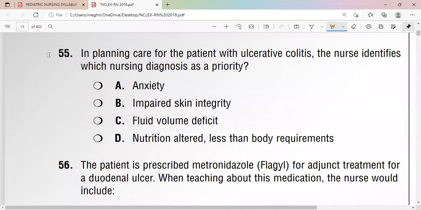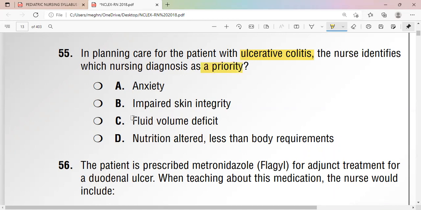And question, in planning care for patients with ulcerative colitis, the nurse identifies which nursing diagnosis is a priority. Number A, anxiety. Number B, impaired skin integrity. Number C, fluid volume deficit. And number D, nutrition altered, less than body requirements. So ulcerative colitis, identify which nursing diagnosis is a priority.